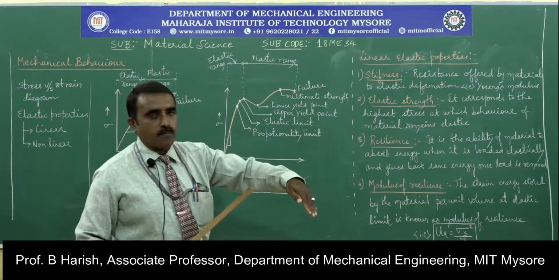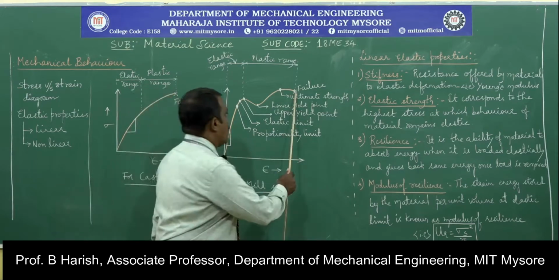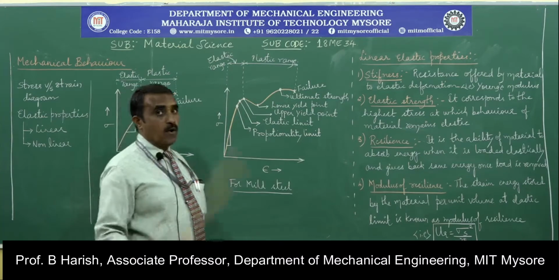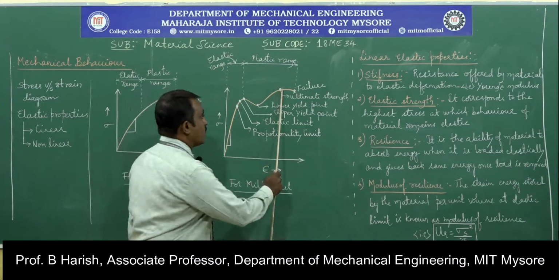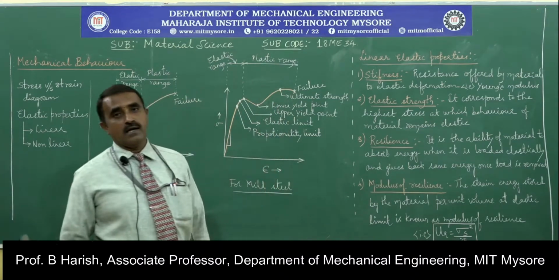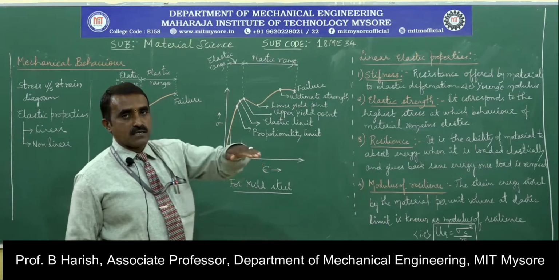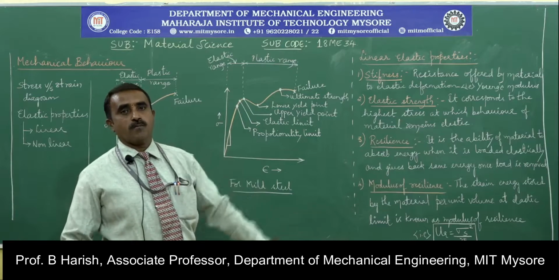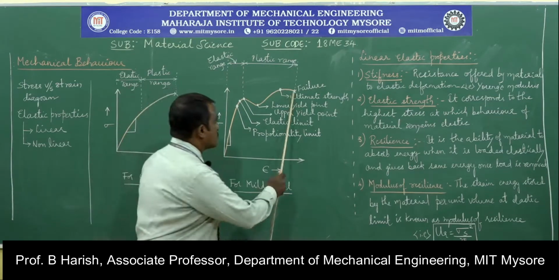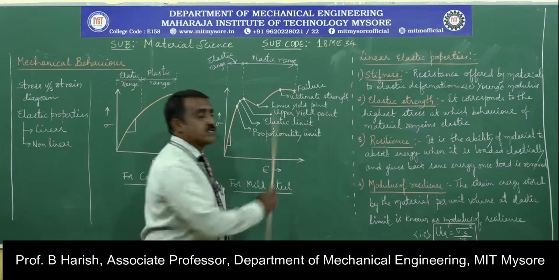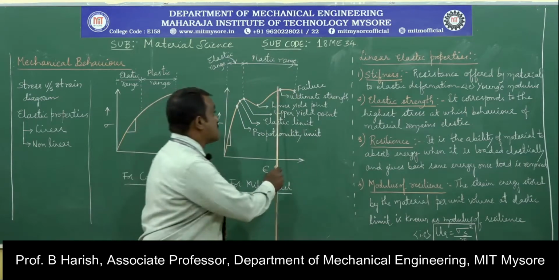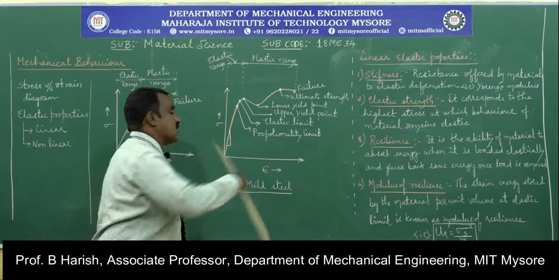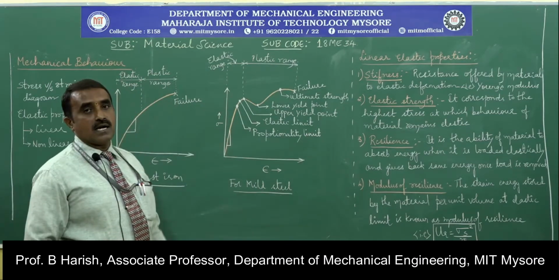Further, at a particular point it breaks or fails, that is called the failure point or failure strength. One point you have to remember is that ultimate strength will always be more than the failure strength. Once it reaches ultimate strength, the curve drops, and finally at a particular point the specimen breaks. That point is called the failure point, and the strength at this point is called the failure strength. Ultimate strength will be more than the failure strength. These are the properties you can study in a ductile material.